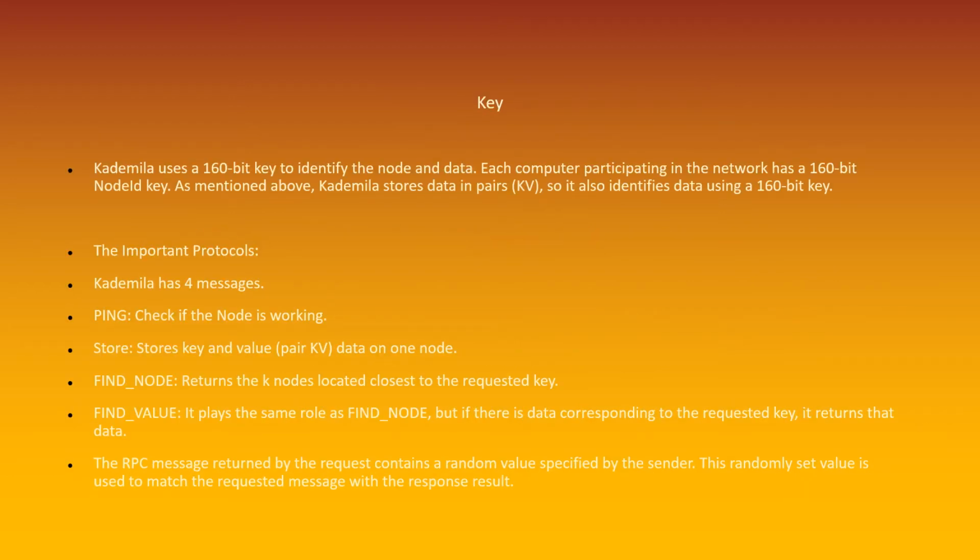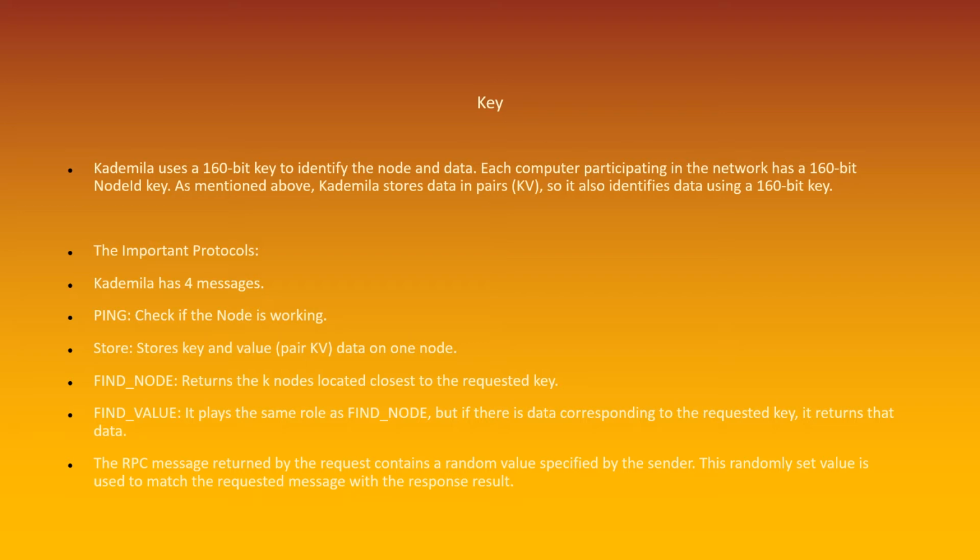In this slide, let us know the key points. Kademlia uses a 160-bit key to identify the node and data. Each computer participating in the network has a 160-bit node key. As mentioned above, Kademlia stores data in pairs, in KV, key and value format, so it also identifies data using a 160-bit key. And coming to the important protocols, Kademlia has 4 messages. They are ping, store, find node and find value. Let us discuss these 4 messages.